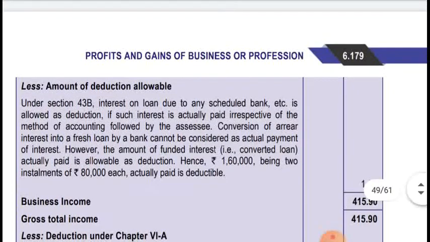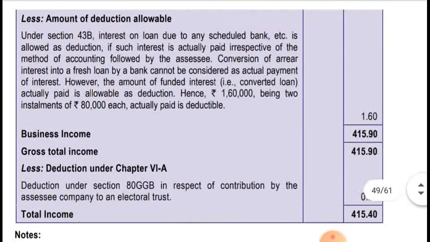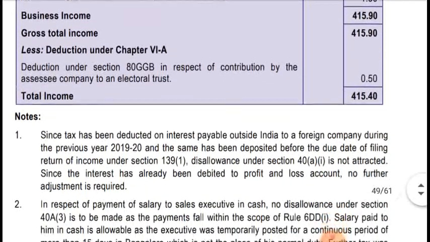Gross total income is 415.90 lakhs, less deduction under Chapter VI-A. As I said, the 0.5 lakhs which was disallowed will be allowed as deduction under section 80GGB. Deduction under section 80GGB in respect of contribution by the company to the electoral trust is 0.5 lakhs. So total income comes to 415.4 lakhs. Okay, the note is there. Let's see the note.